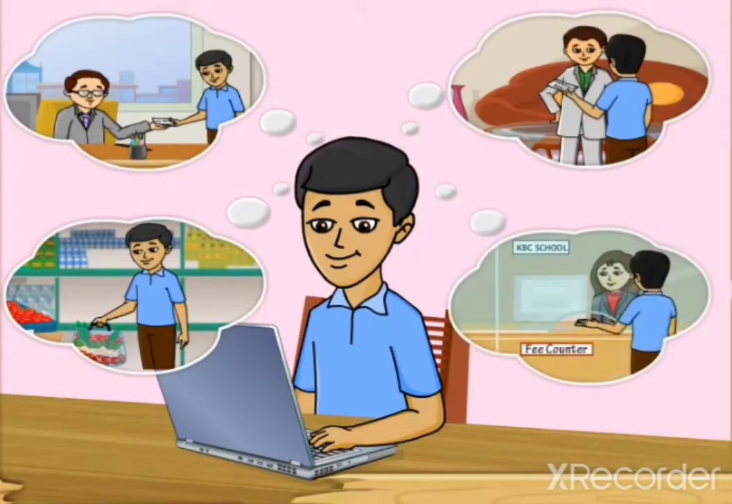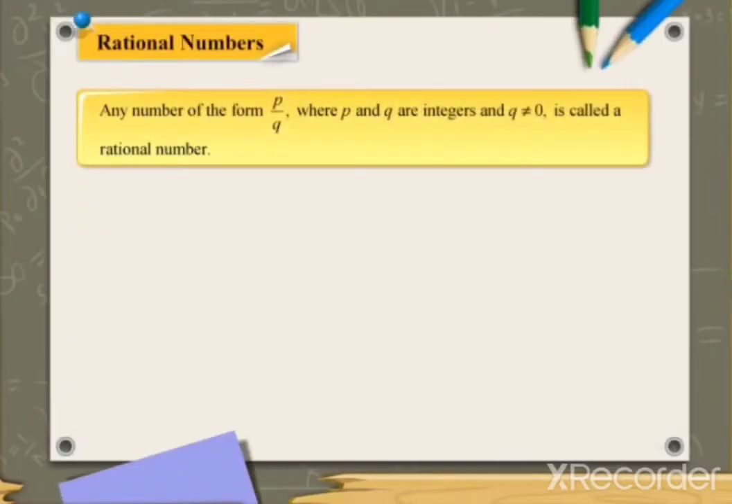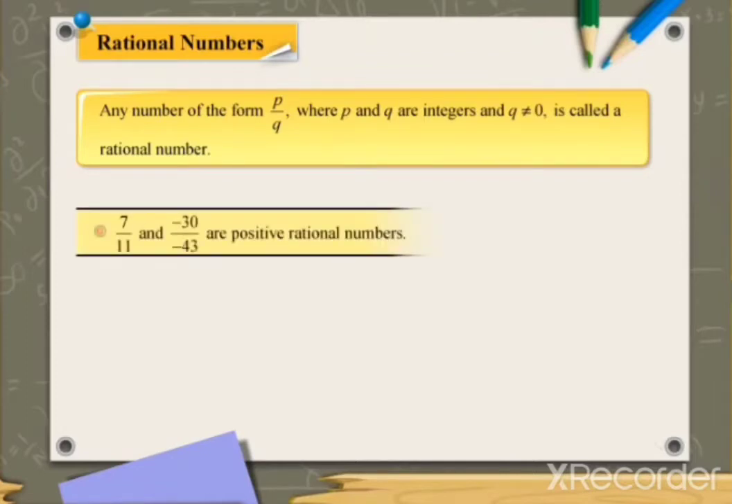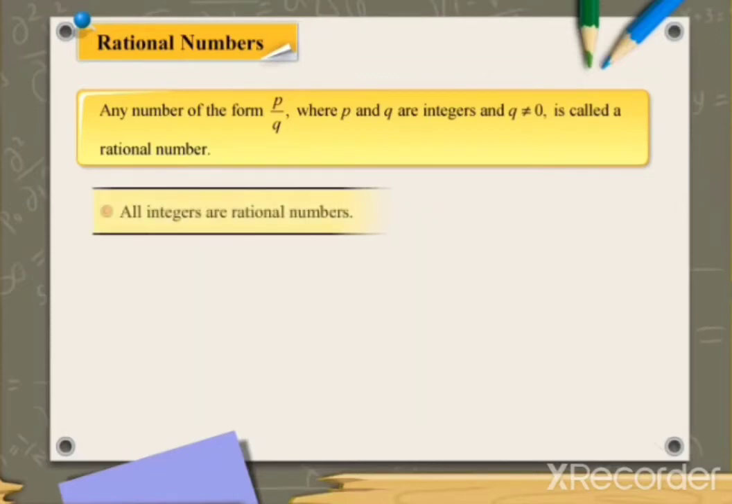For this, we need to know about rational numbers. We know that a number of the form p upon q, where p and q are integers and q is not equal to 0, is called a rational number. The numbers 7 upon 11 and minus 30 upon minus 43 are positive rational numbers. The numbers minus 6 upon 7 and 3 upon minus 8 are negative rational numbers.